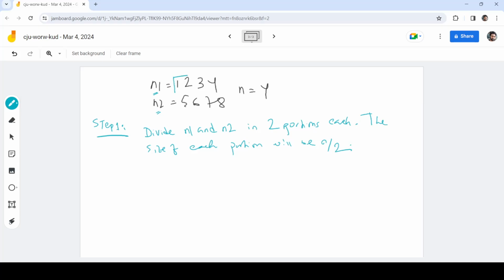তাহলে এখানে n1 এই দুইটা পোর্শনে ভাঙবে, so 1 2 will be one portion, 3 4 will be another portion, and for n2 it will be 5 6 and 7 8. And let this be A, let this be B, C and D. So I have A equals 1 2, B equals 3 4, C equals 5 6, and D equals 7 8.